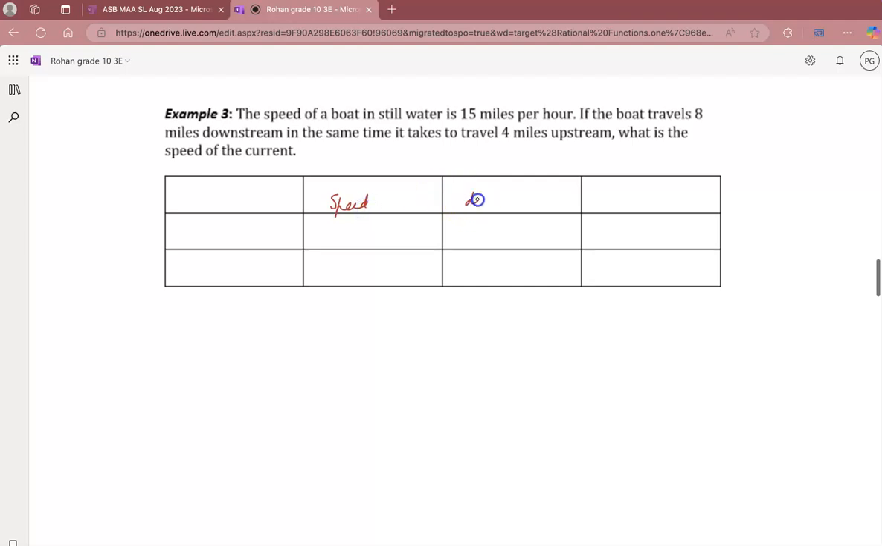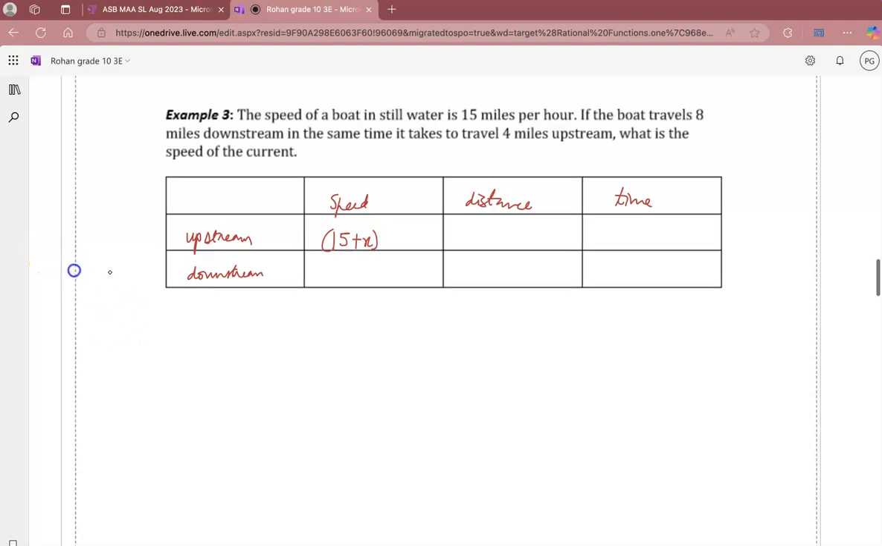Speed, distance, time. Upstream and downstream. This chart is nice as well. Now, the speed of the boat in still water is 15. So what will the speed downstream be? 15 plus x, because x is the speed of the stream. When you're going upstream, it's 15 minus x.